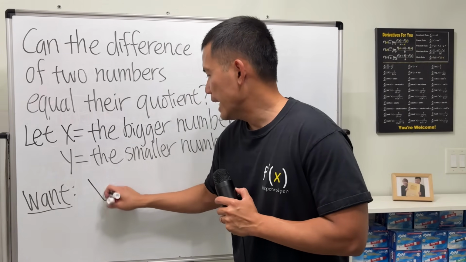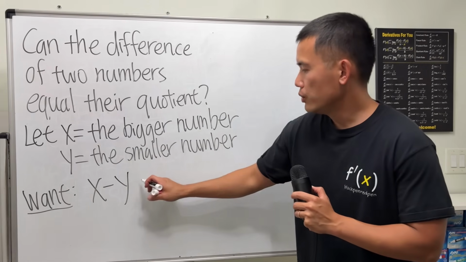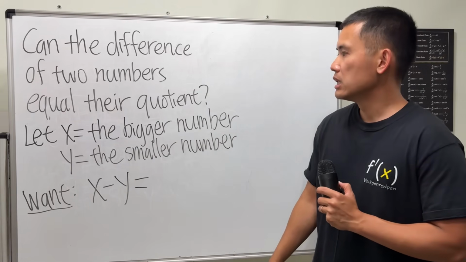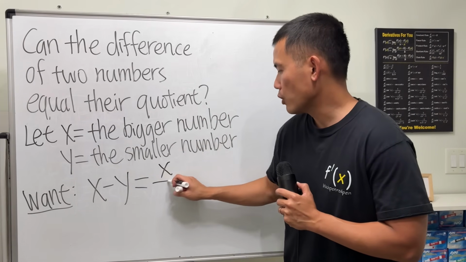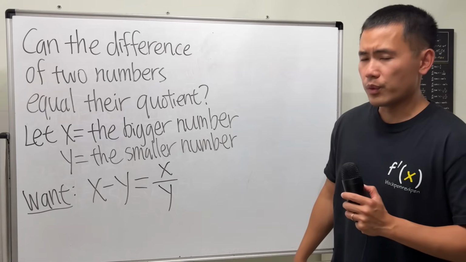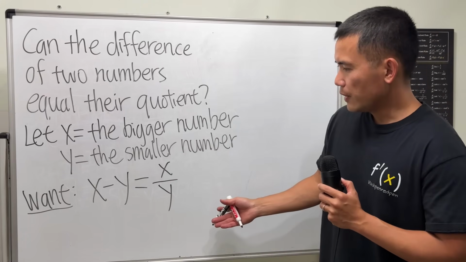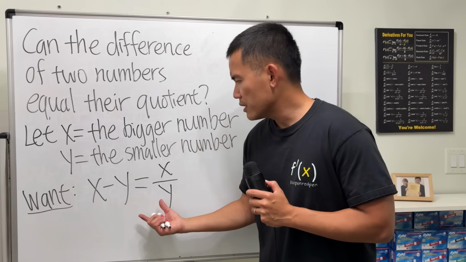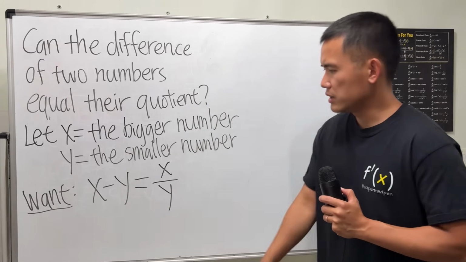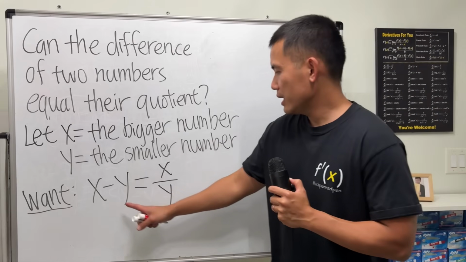We want x minus y to be equal to what? Their quotient. Again, the big number divided by the small number, which is x over y. So that's the equation that we want to solve. And now this is very strange because we only have one equation, but there are two unknowns.